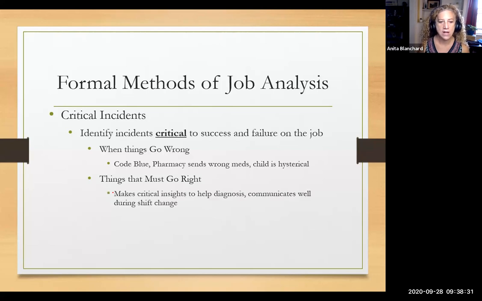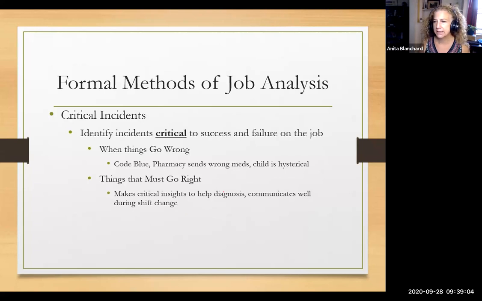So a thing that absolutely must go right is a nurse providing insights to help a diagnosis. Nurses actually spend more time with patients than others. So you want a nurse who's able to use their critical insights to help diagnosis, as well as probably the most important thing, communicating well during shift changes. So if something is happening, their ability to take all the information from their head and give it to another head during the hospital visit to the next shift is extremely important.